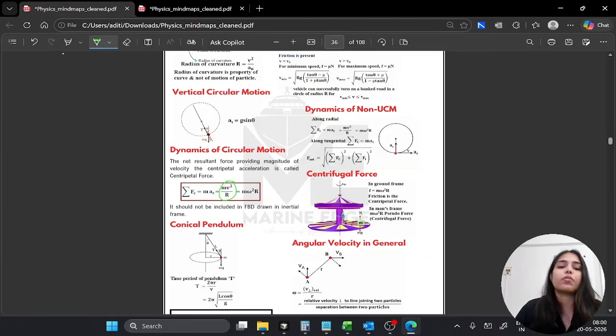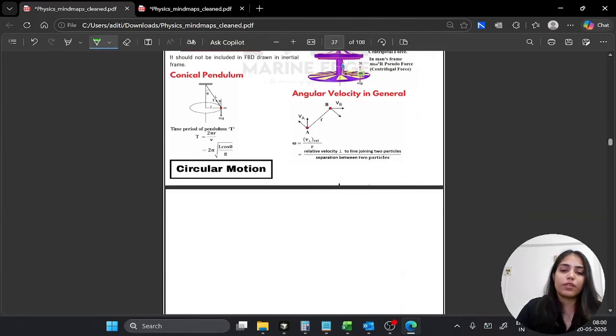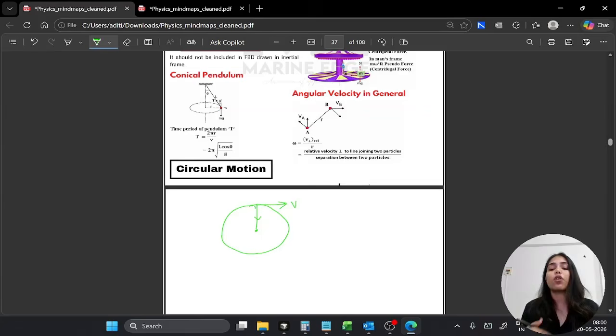Now this mv square upon r, or m omega square r, this is your centripetal force. So for any kind of circular motion to happen, if the object is moving in circular motion, this is the horizontal velocity v, and there is a force that is pulling the motion towards the center, so that because of this v, the object keeps on rotating. The force that is pulling it towards the center is the centripetal force, okay?